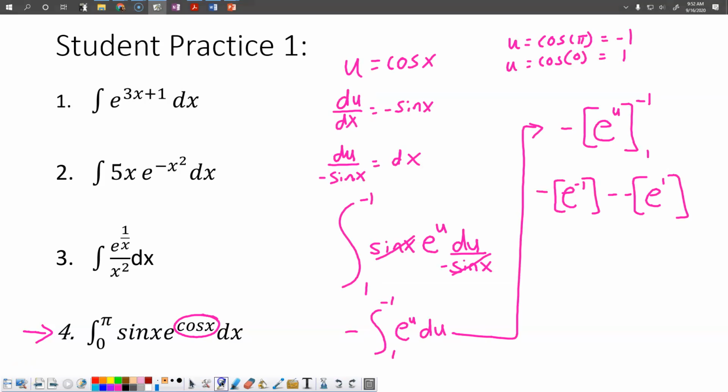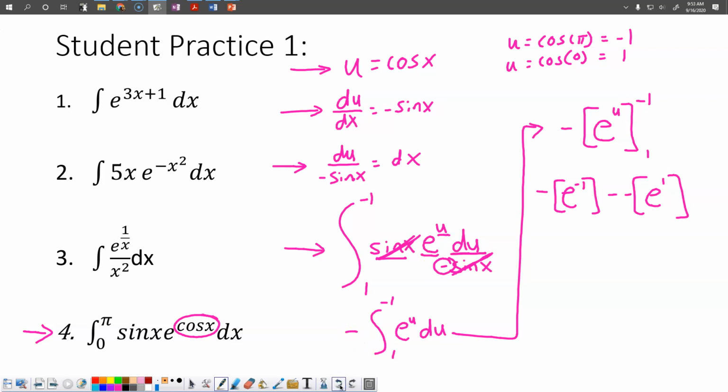Alright, so first of all, we let u equal cosine x, find the derivative, which is negative sine x, get the dx by itself, and then we do our u substitution. So we have sine x, e to the u, and then du over negative sine x. The sine x's go away, and we have a little negative here, which I'm going to put in the front in the next step there.